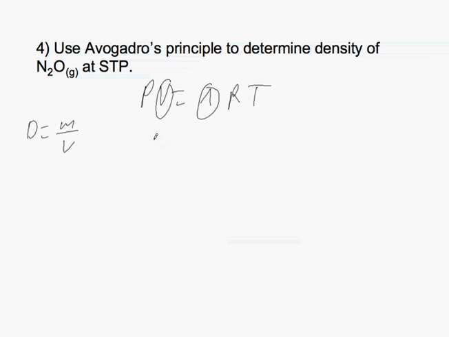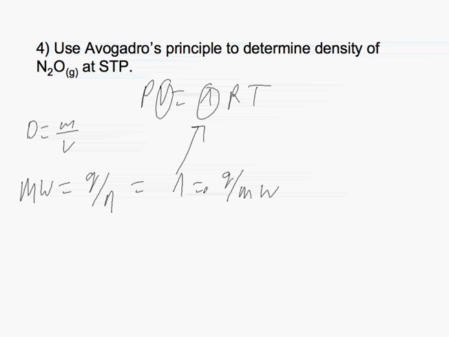So if we substitute the number of moles back into the equation, we know that the molecular weight of a substance is equal to the number of grams over the number of moles of a particular substance, which means that moles is equal to grams over molecular weight. We can substitute that grams over molecular weight back into the equation, which would give us PV is equal to grams over molecular weight times R times T.